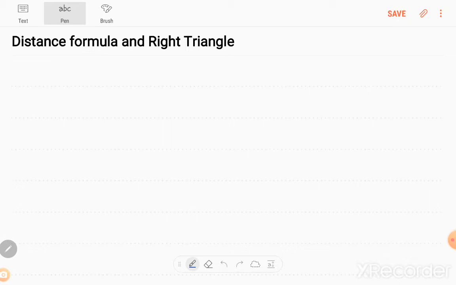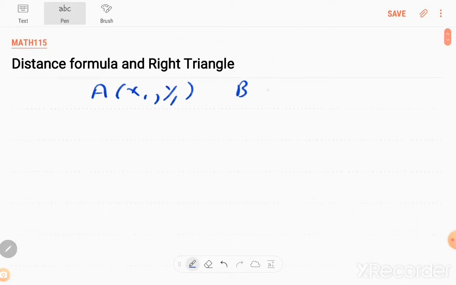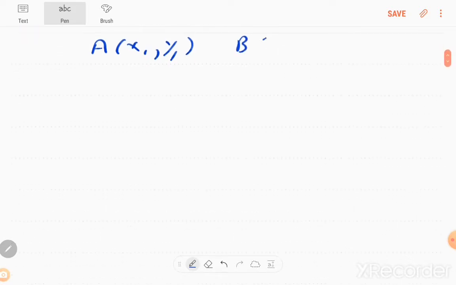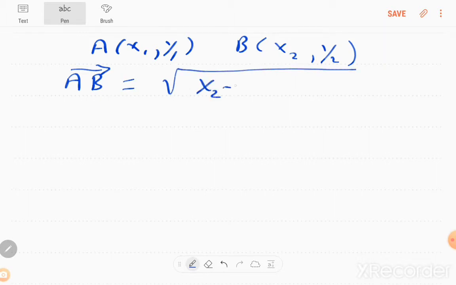So first of all, if we're given 2 points, A (x sub 1, y sub 1) and B (x sub 2, y sub 2), the distance between A and B is given by the square root of (x2 minus x1) squared plus, so the difference between the two x values squared, plus the difference between the two y values squared. Okay, so let's look at an example.